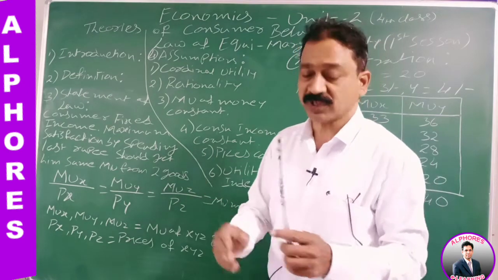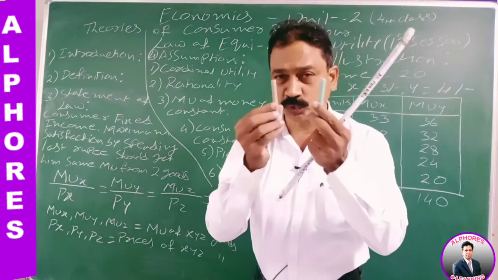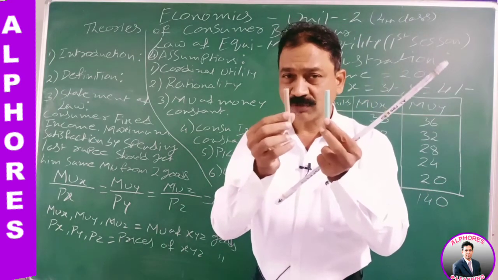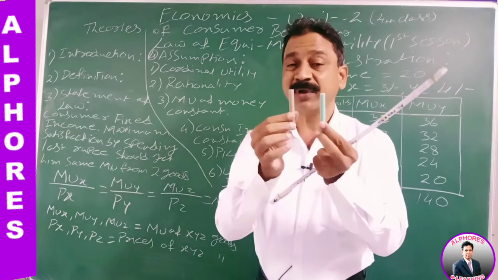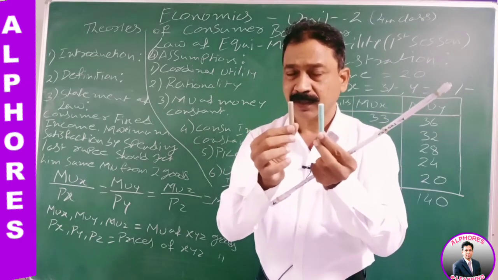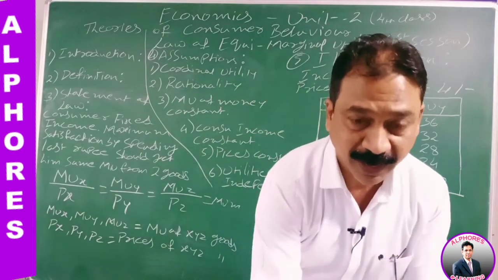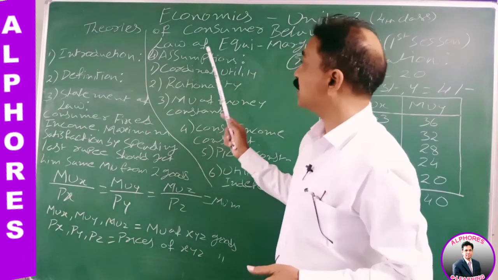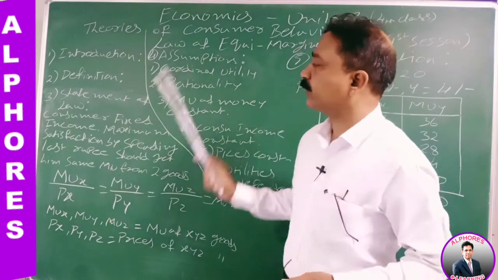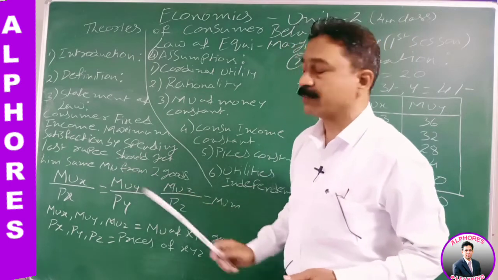If he is purchasing two goods, both the goods, when he is spending the last rupee on those goods, should give him the same level of marginal utility. That is being told by H.H. Gossen and developed and presented by Alfred Marshall in his law of equimarginal utility. So both the goods should give the same level of satisfaction.